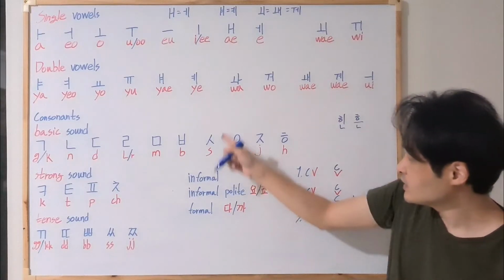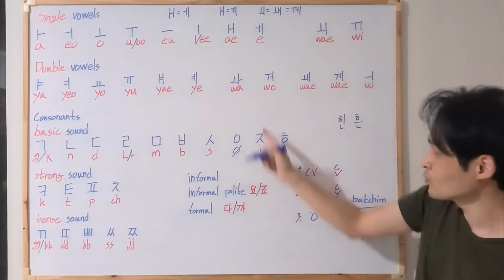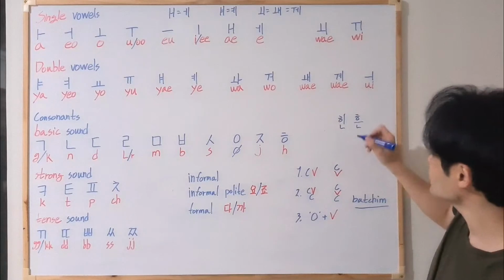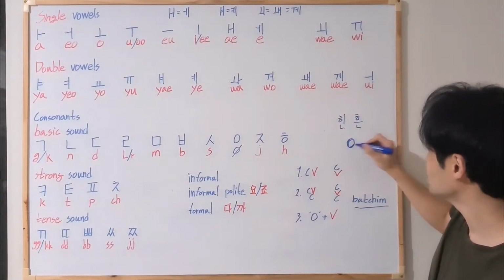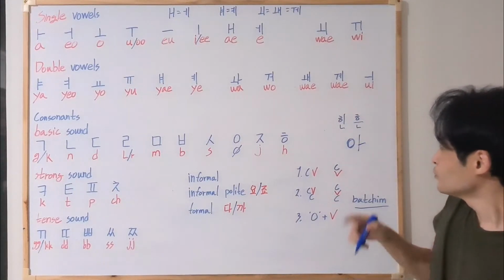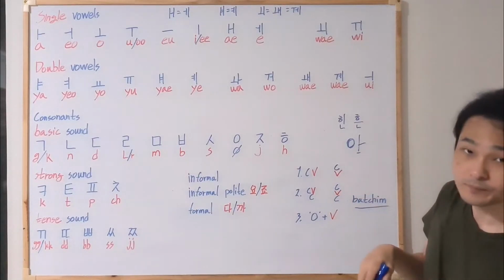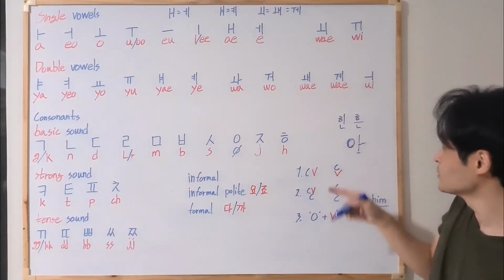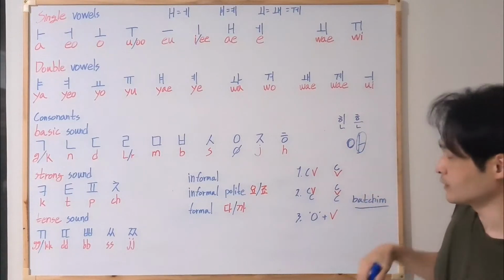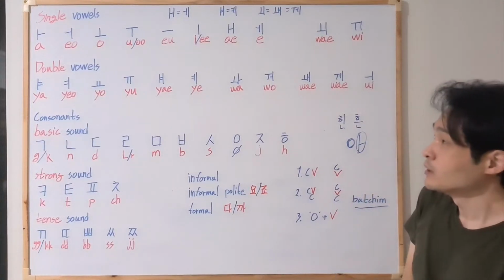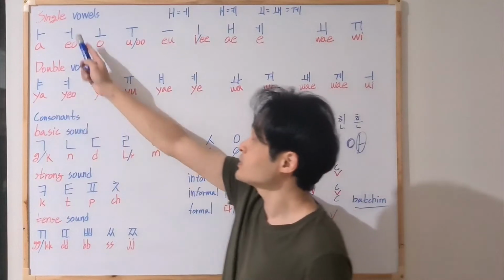자, consonant 이응, this one. 이응 has no sound. So when you see the letter 이응 plus vowel, you pronounce just the vowel. Ah. Because it has no sound. So just pronounce the vowel. Okay? So let's start. Single vowel.